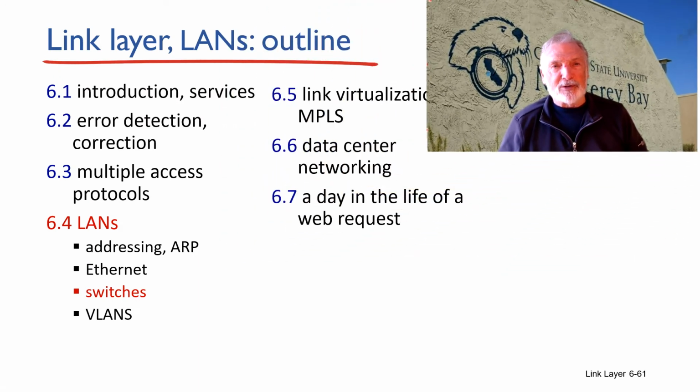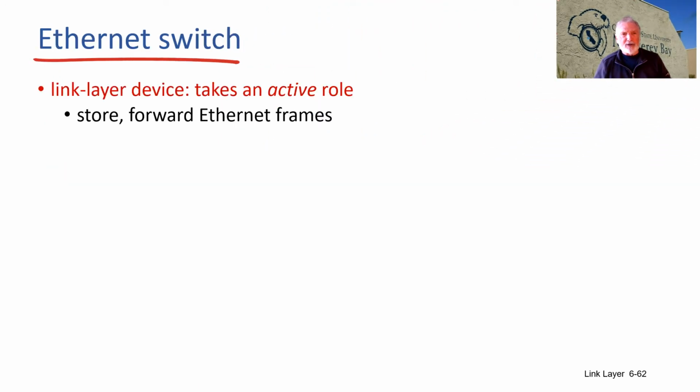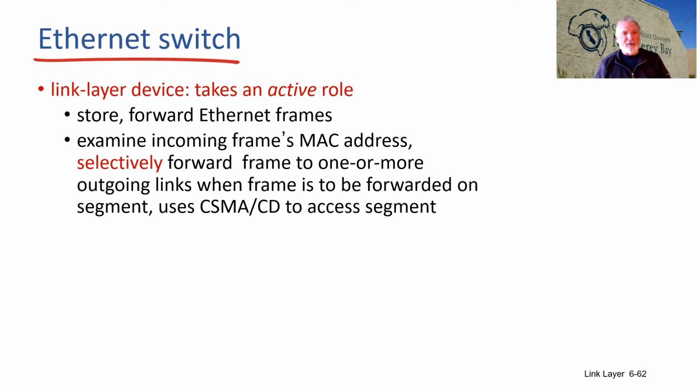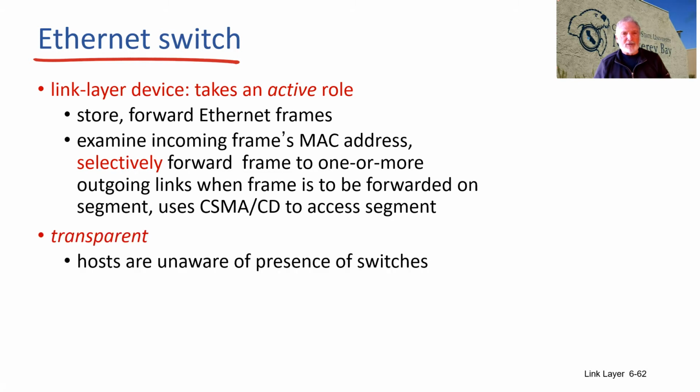Hi everyone. In this lecture, we're going to talk about link layer switches. A link layer switch is a device that takes an active role in forwarding and storing Ethernet frames. A switch examines an incoming frame's source and destination MAC addresses, and then selectively forwards this frame to one or more outgoing links. Note that a switch still uses the underlying Ethernet protocol of carrier sense multiple access with collision detection. The switch is transparent. Hosts within the network are unaware of the presence of switches in the network.